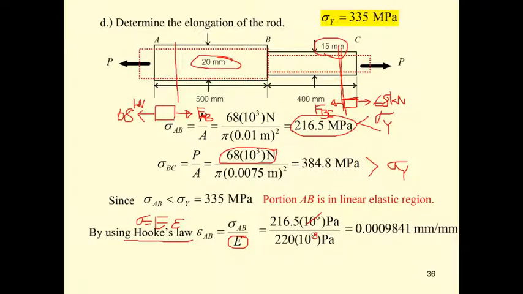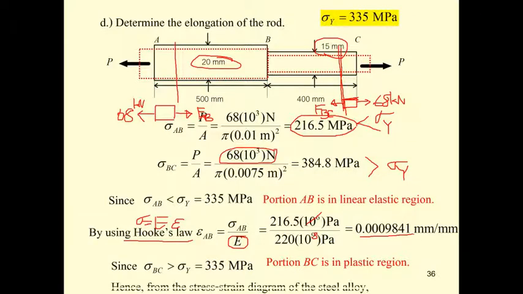We get the strain of 0.0009841, or 0.9841 times 10 to the minus 3 millimeter per millimeter. This is the linear elastic strain. And for the portion BC, which is the plastic behavior, you have to use the diagram to determine the value of the strain of the section BC.